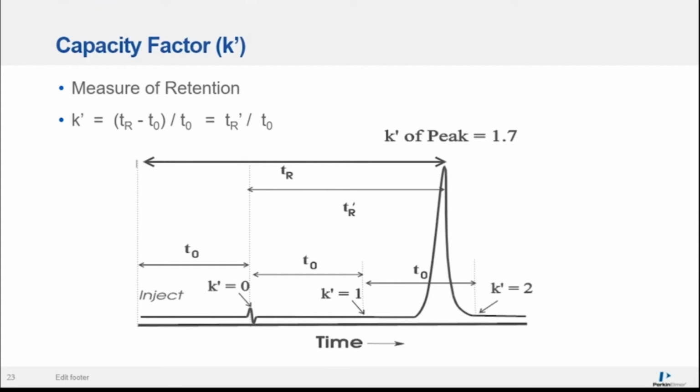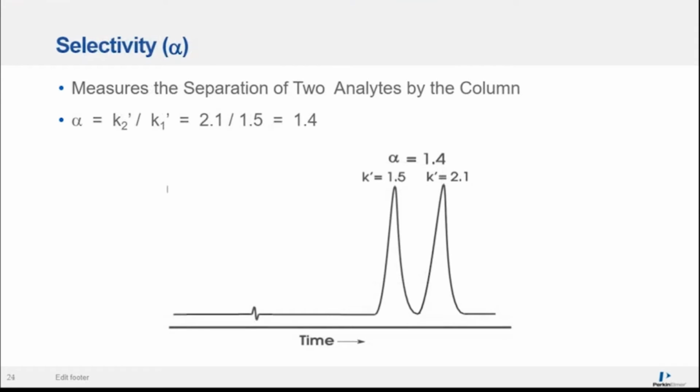Our next term is selectivity, or alpha. This is a measure of the separation of 2 analytes, how well they separate from each other. We determine the alpha value by calculating the capacity factor for each peak, and then taking the later eluting peak capacity factor and dividing it by the earlier eluting.